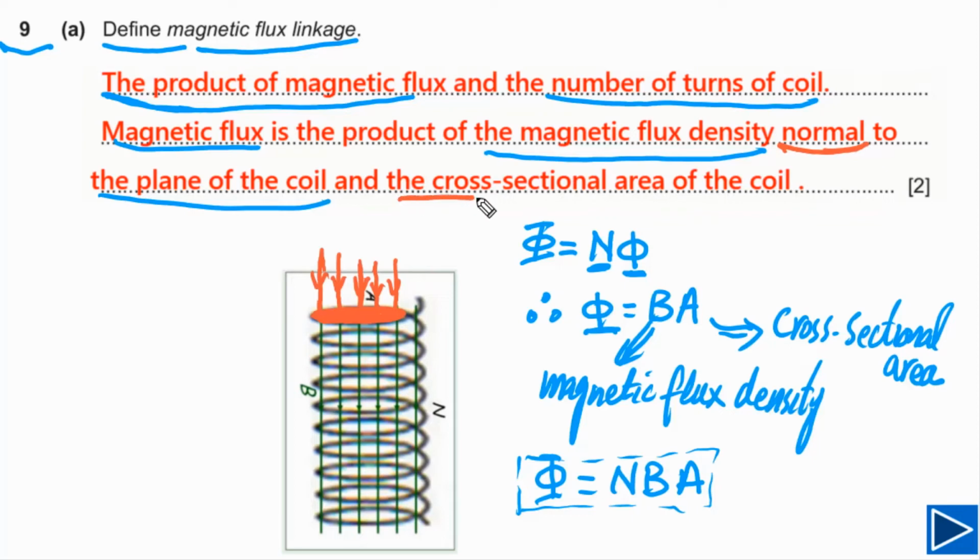And the next one, the cross-sectional area of the coil. So this is how you can define magnetic flux linkage. And if you look at the number of turns of this coil, this is 1 turn. This one is the second one, third, fourth, fifth, sixth, 7, 8, 9, 10. So this coil has 10 turns.